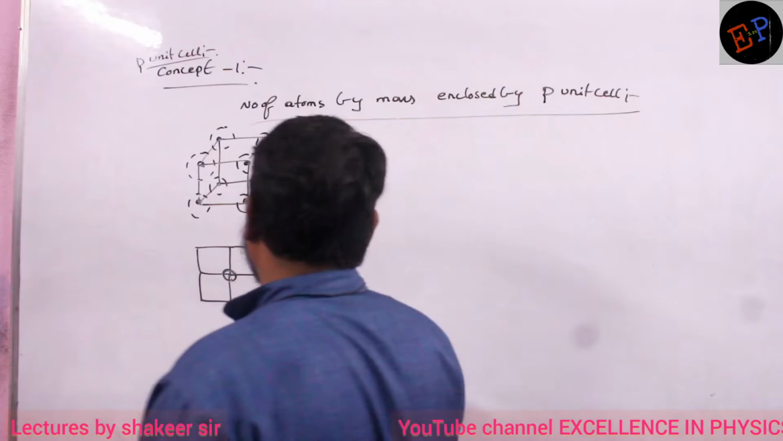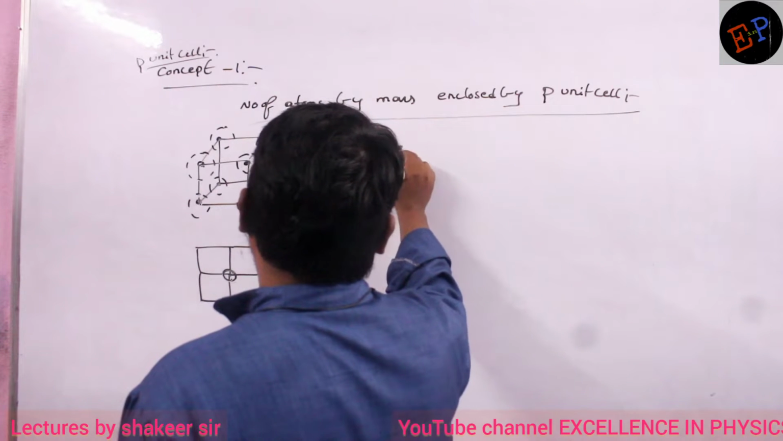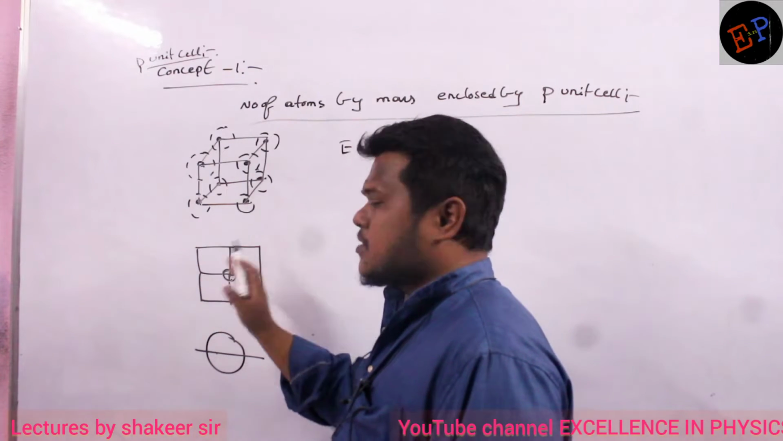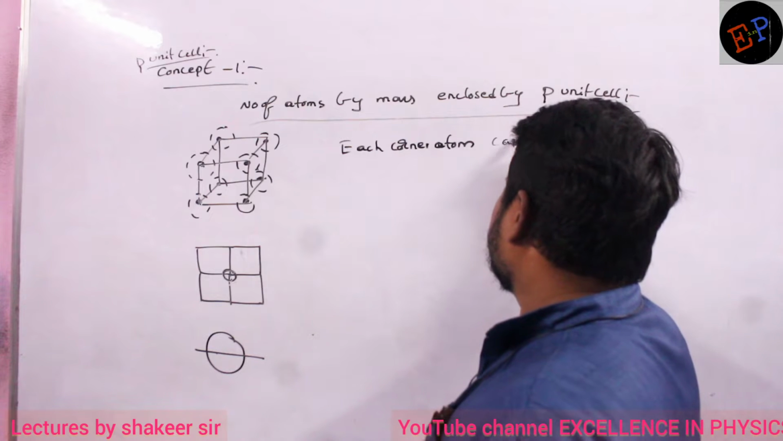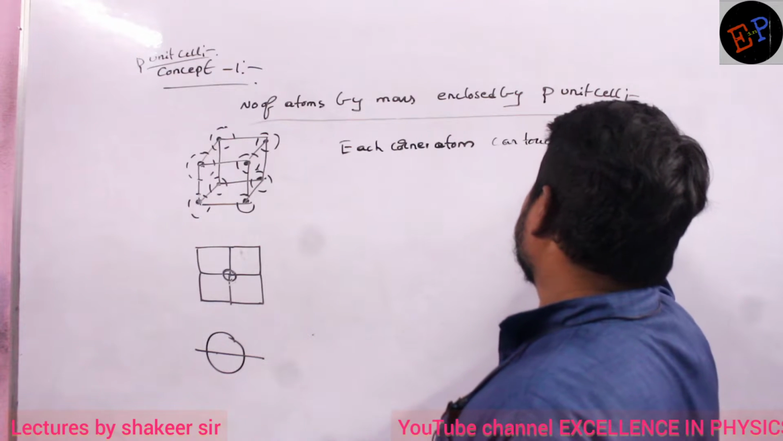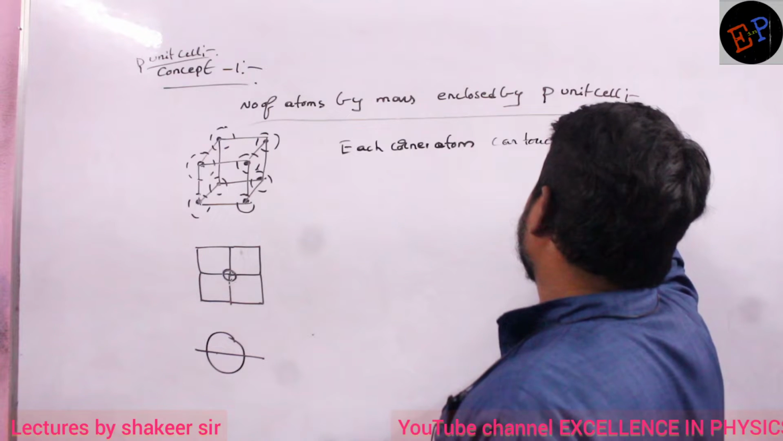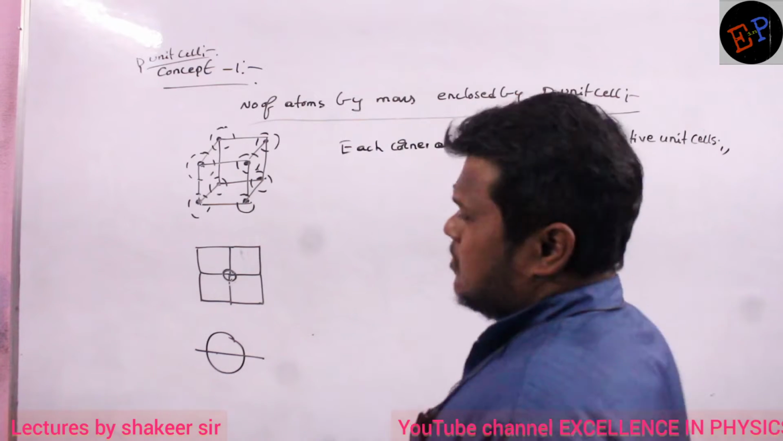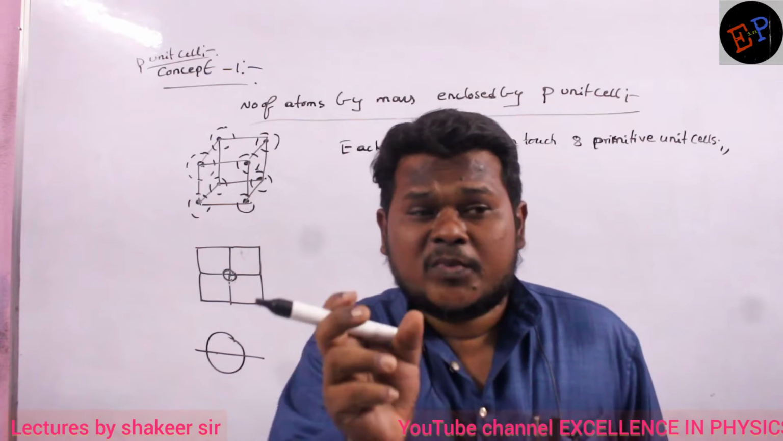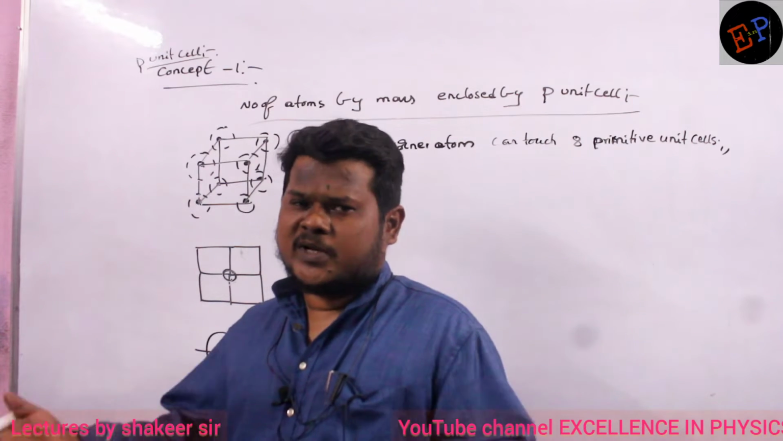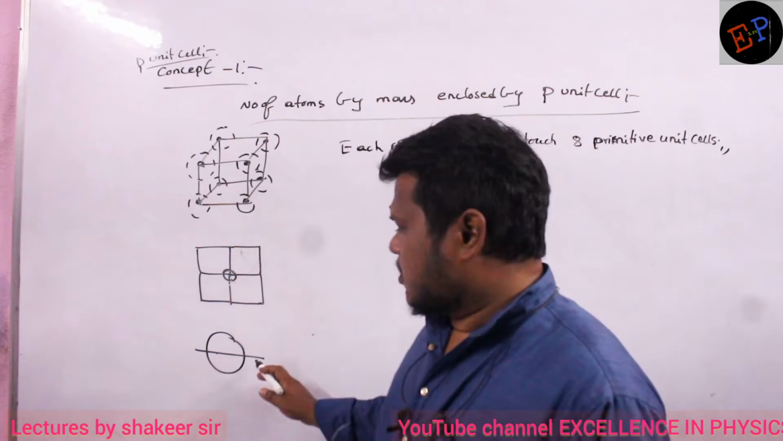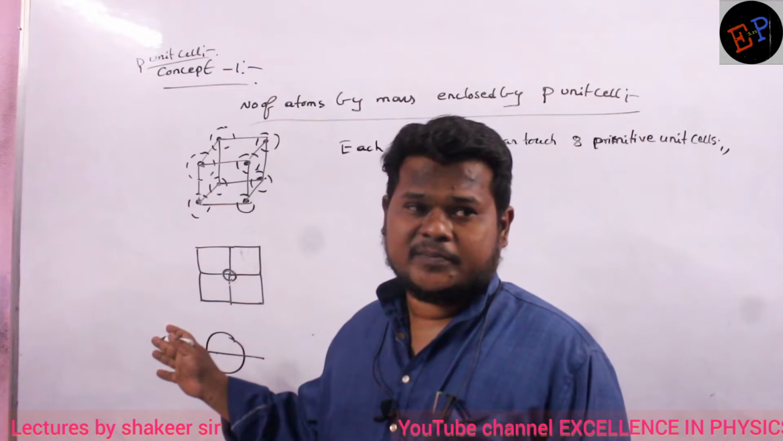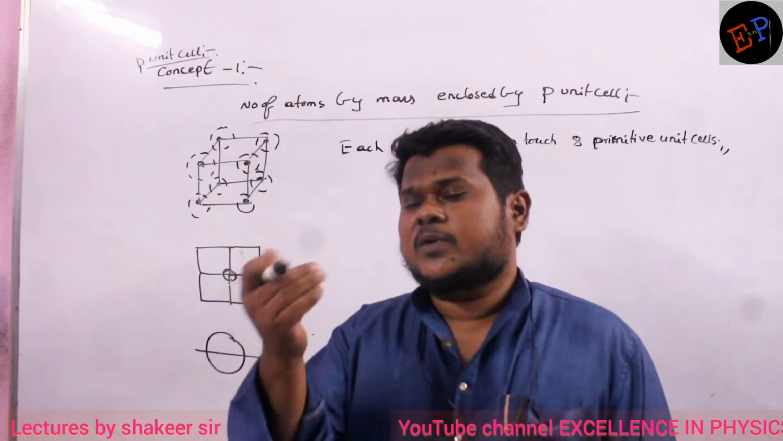This is one discussion, so make a note of it. Each corner atom, corner means this one, clear? This one, all of them, they are corners. Each corner atom can touch 8 primitive unit cells. Therefore in each unit cell, how much mass of the atom will be present? 1/8 only, no? Its total mass is distributed over 8 unit cells. Then each corner atom will contribute 1/8 to the unit cell.